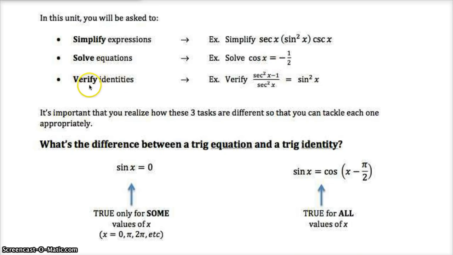And then today our main focus is verifying identities. When you're verifying, we do have an equal sign, but we have two different expressions that are set equal to each other. So we're not asking you to solve for x, we're asking you to prove that the left-hand side equals the right-hand side, or prove that the right-hand side equals the left-hand side.